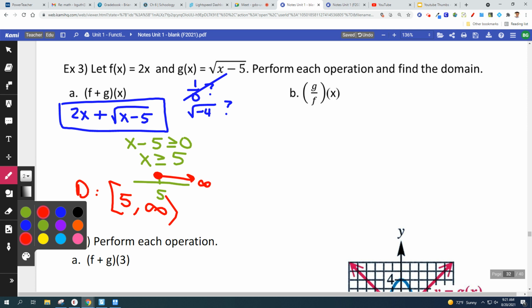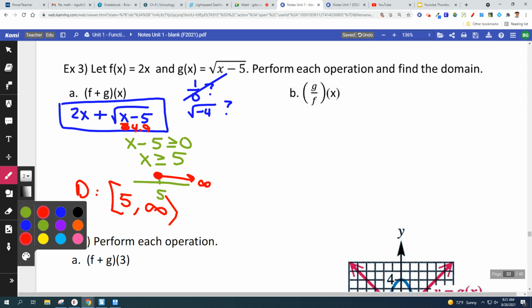And what that's telling me is I'm not allowed to plug in 3. If I tried to plug in 3 into that expression, you're going to get the square root of -2. Not going to work. That's going to give you an error. Okay. 4.9. Am I allowed to plug in 4.9? 4.9 minus 5 is -0.1. I'm not going to be able to do the square root of -0.1. It's going to have to be at least 5. So that's your domain. Your domain is not the x numbers. It's the x numbers that I'm allowed to plug in.